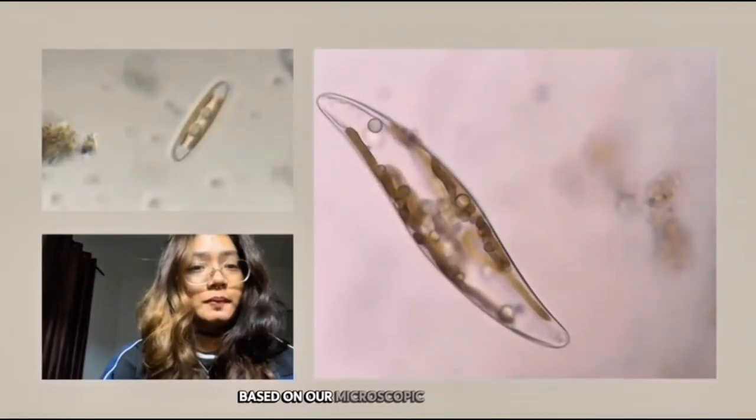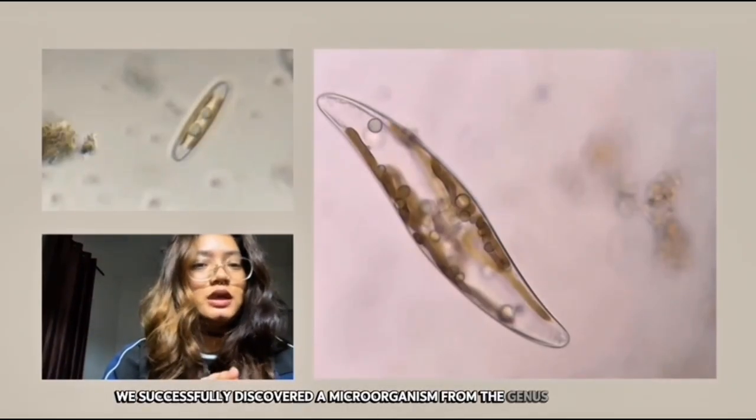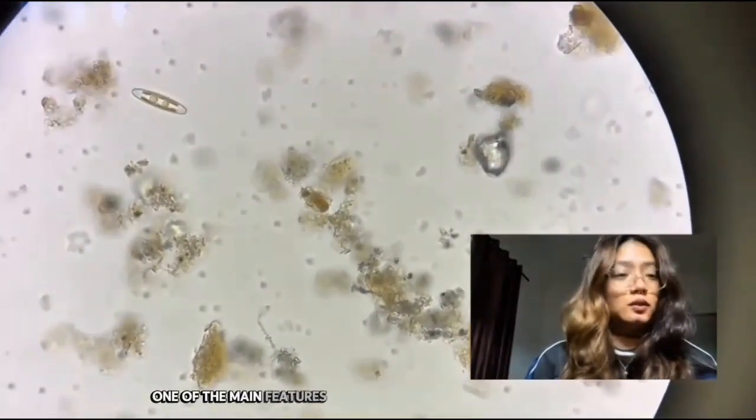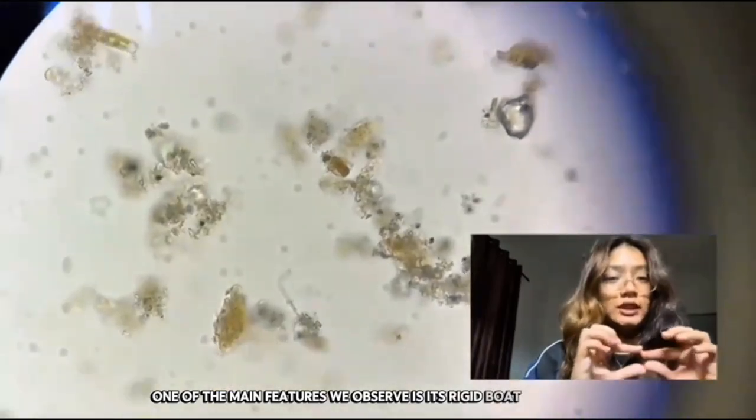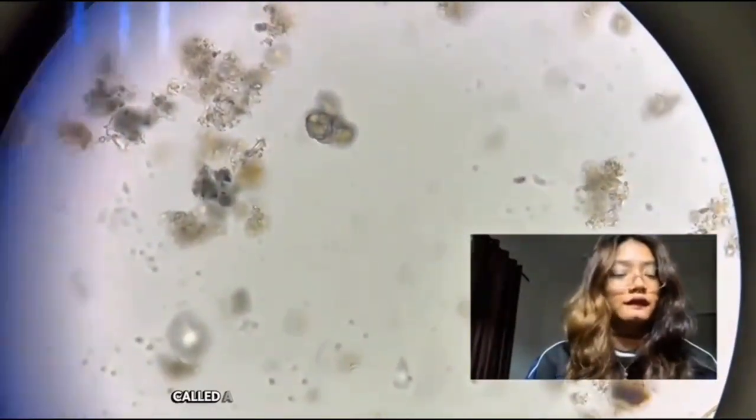Based on our microscopic observation, we successfully discovered a microorganism from the genus Pleurosigma. The diatom is a type of unicellular algae, which is a plant-like protist. One of the main features we observe is its rigid boat-shaped body, which is enclosed in a unique glassy cell wall made of silica called a frustule.